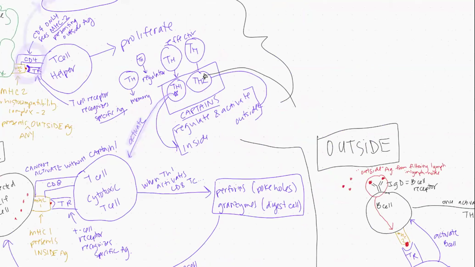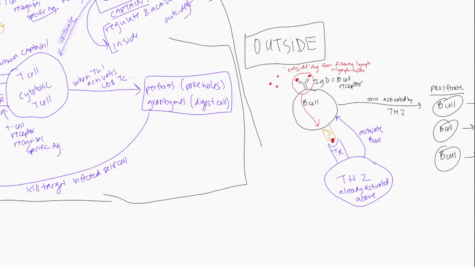But if it's not been activated yet, then the B cell has to wait for it to get activated, then proliferate, then differentiate, and then the Th2 proliferated differentiated version that's been activated can then activate that original B cell. Then the B cell can proliferate and differentiate and start making antibody.